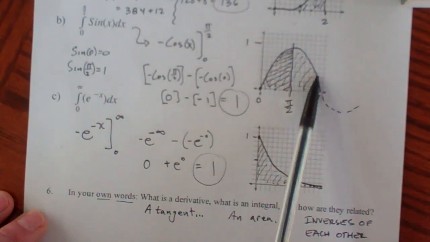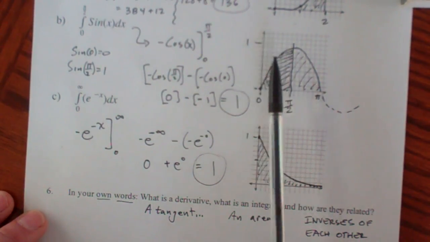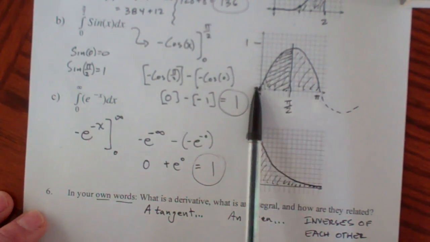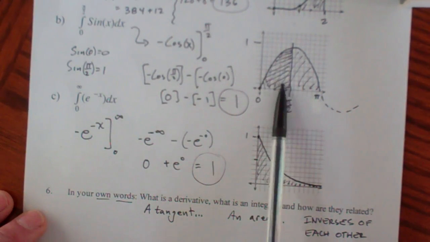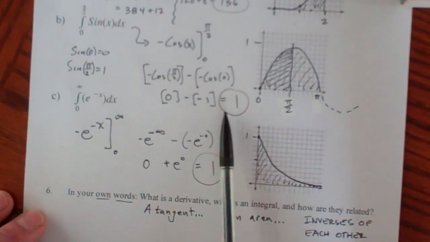So when you've done those sine curves like you graphed last year, just remember that the area underneath that first quarter circle has a unit of 1.